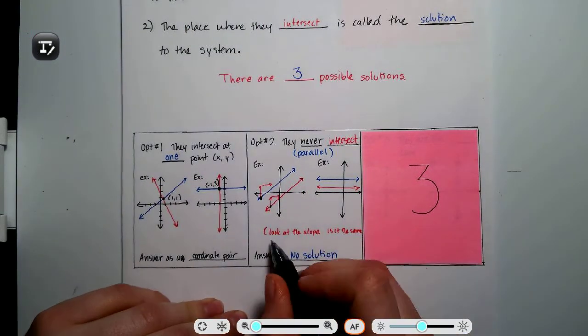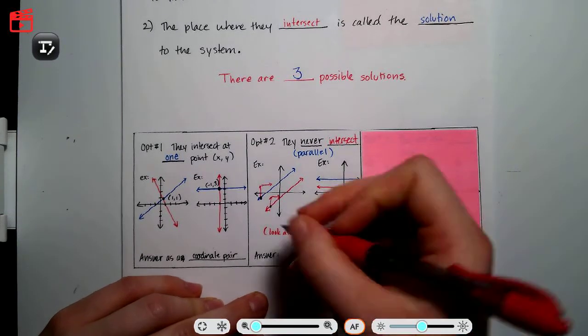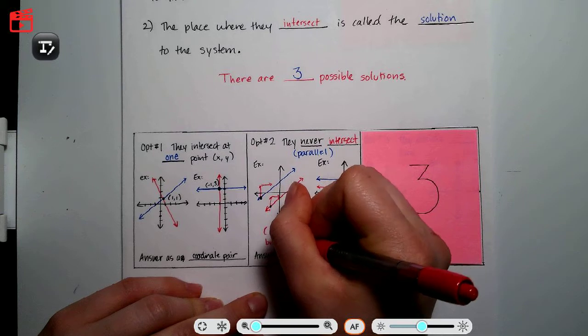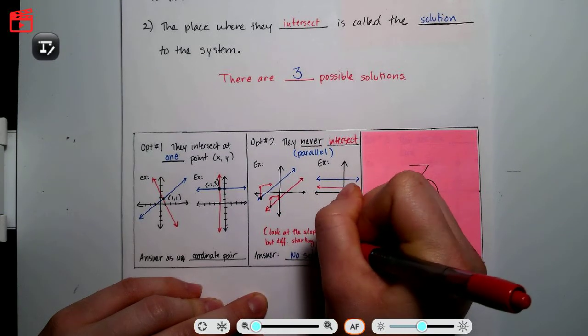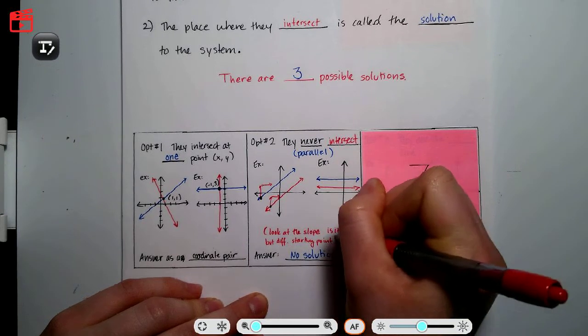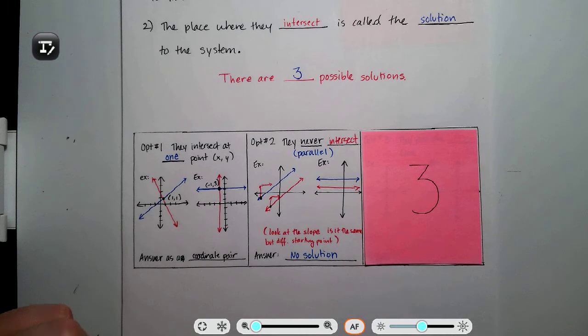Okay? So if we look at the slope, if it's the same slope, but they have a different starting point, then it's going to be that they are parallel lines. They are never going to intersect, so we will never have a solution.